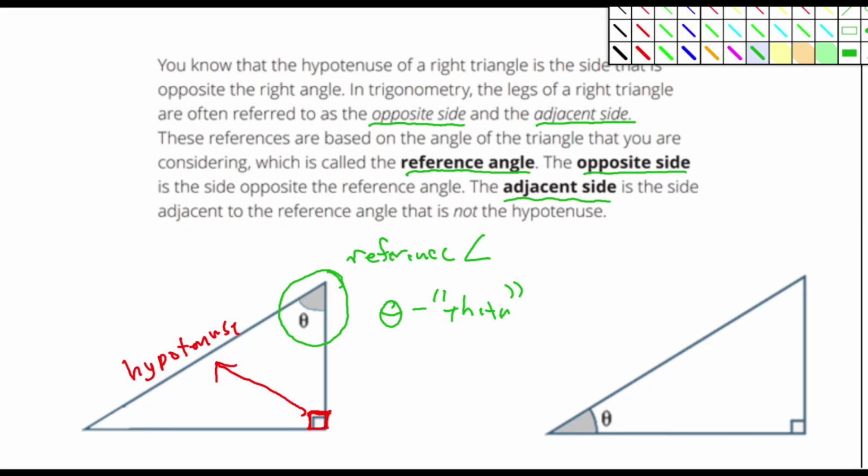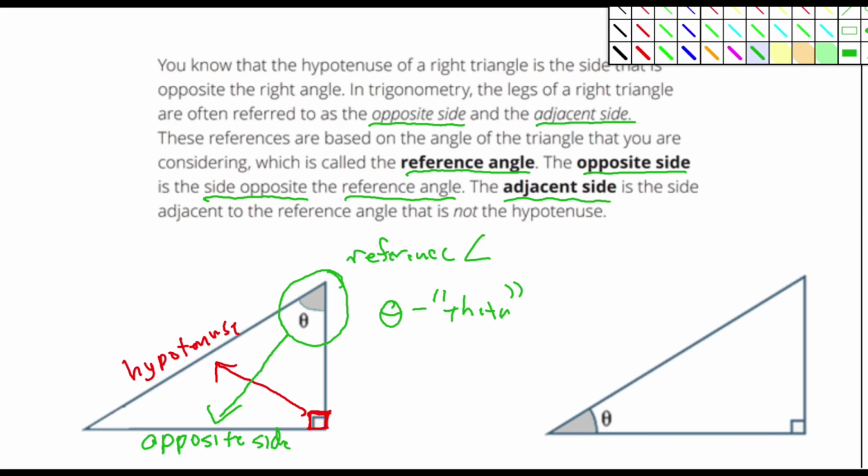So they're based off of this reference angle. The opposite side is the side that is opposite the reference angle. If we look at this triangle here, and we go from where the reference angle is, and we go across from that, we go to the opposite side. This is what we call the opposite side.